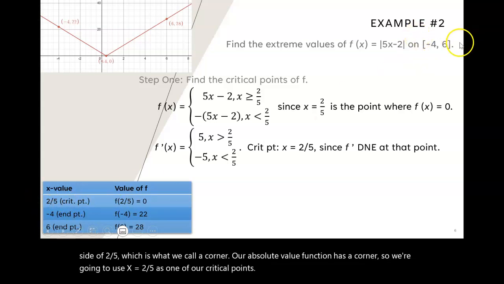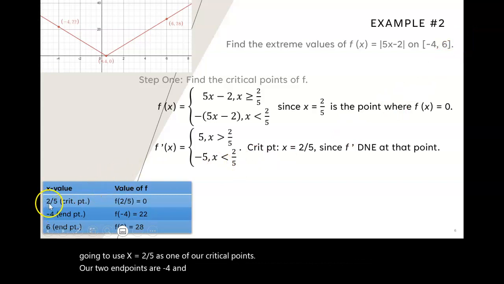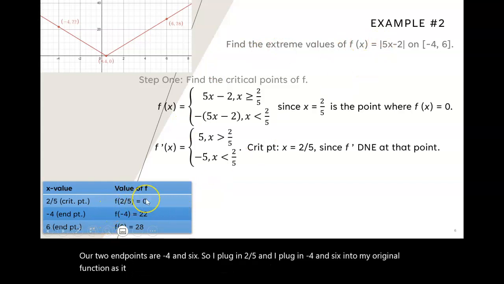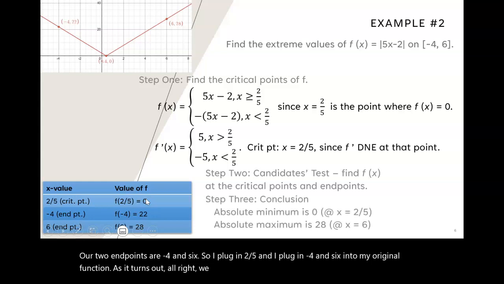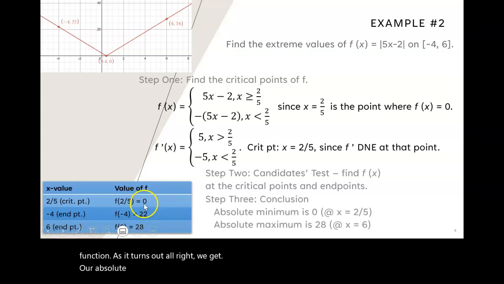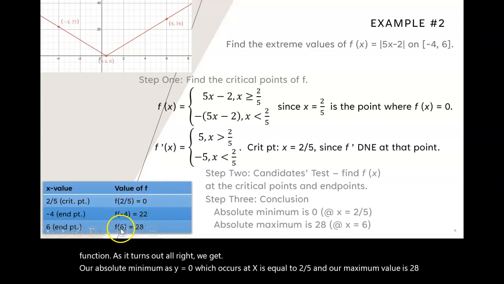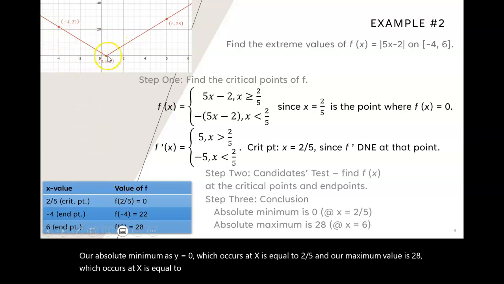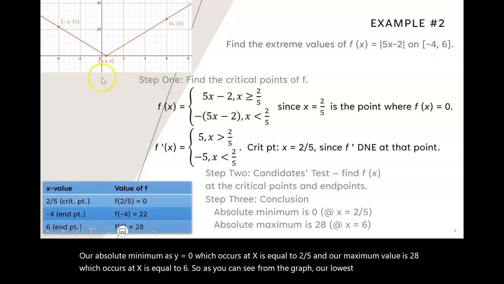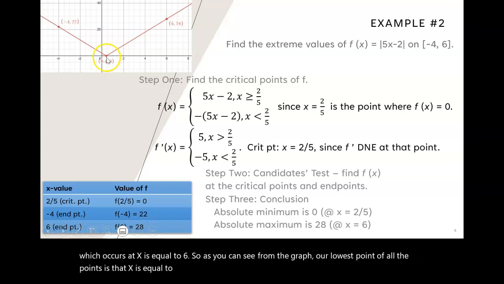Our two endpoints are -4 and 6. So I plug in 2/5 and I plug in -4 and 6 into my original function. As it turns out, we get our absolute minimum as y equals 0, which occurs at x is equal to 2/5, and our maximum value is 28, which occurs at x is equal to 6. So as you can see from the graph, our lowest point of all the points is at x is equal to 2/5, and our highest point is 28, which occurs at x is equal to 6.